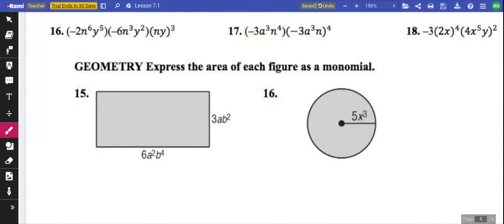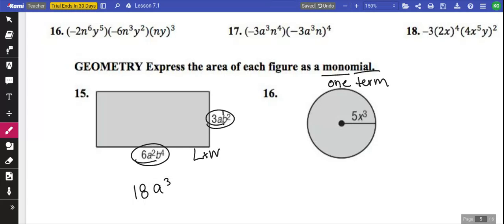All right, on these ones, I have to express each area of the figure as a monomial, which mono means one, nomial means term. So I'm basically combining these together to make it one term. This is a rectangle, and I know that the formula for the rectangle is length times width. So I'm going to do 6 times 3, which is 18. Combine the a's to be a to the 3rd. Combine the b's to be b to the 6th.